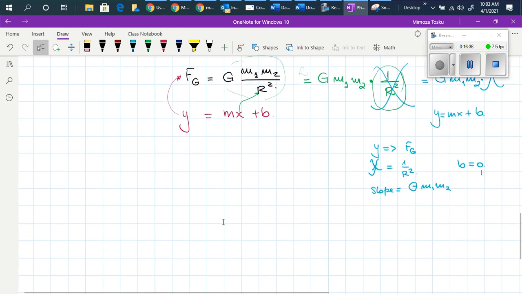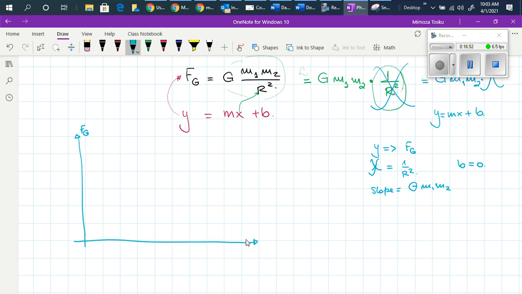So now, in order to have a straight line, I have to keep the y-axis, whatever the responding variable is, unchanged. I have to modify the manipulated variable into 1 over r squared, and then I will have a straight line where the slope is equal to capital G m1 m2. Does it make sense?